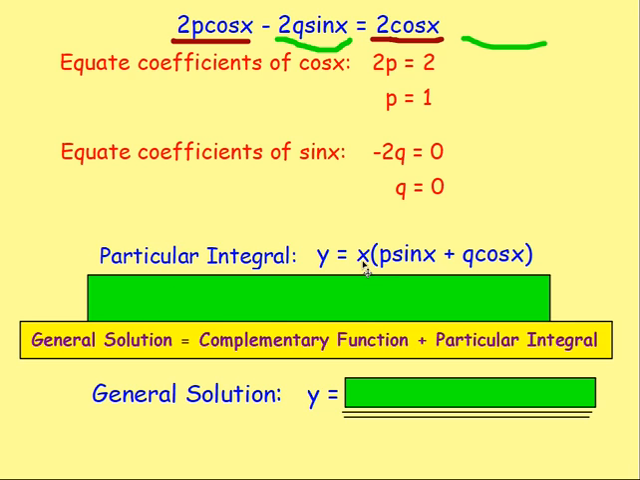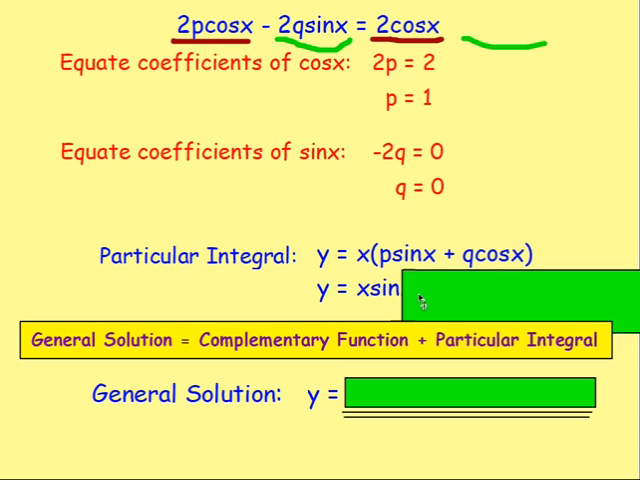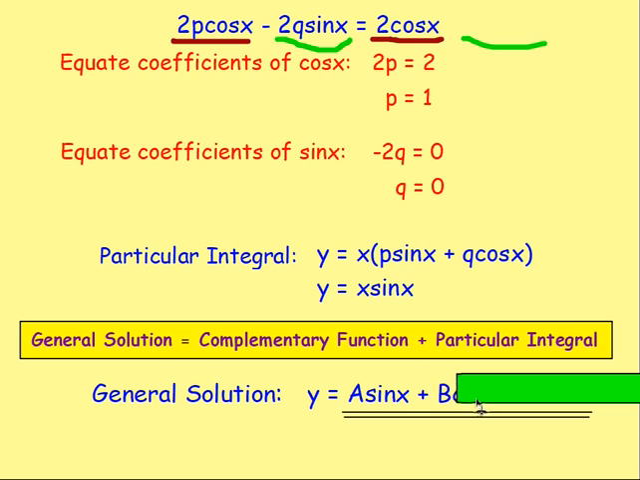Because we have found the values of p and q, we can say then that the particular integral, we had x times p sine x plus q cos x. We have just found these values of p and q, which means that the particular integral becomes x times 1 sine x, which is just x sine x, and that there, because we're multiplying it by 0, will disappear. Poof. The general solution then is the complementary function plus the particular integral. The complementary function was that, and the particular integral is x sine x. So therefore, we have that as the general solution.